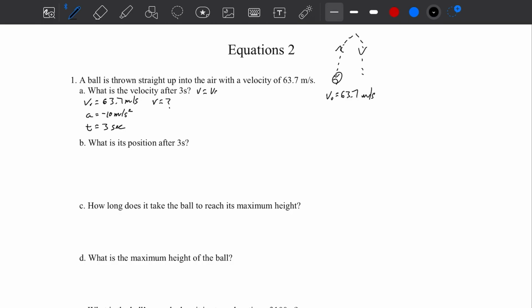Looking at those 4 variables, we know the best equation is the VOTAT, v equals v naught plus a times t. It's already set up for final velocity, so we can just plug in our information: 63.7 plus negative 10 times 3. Our final answer should be 33.7 meters per second.